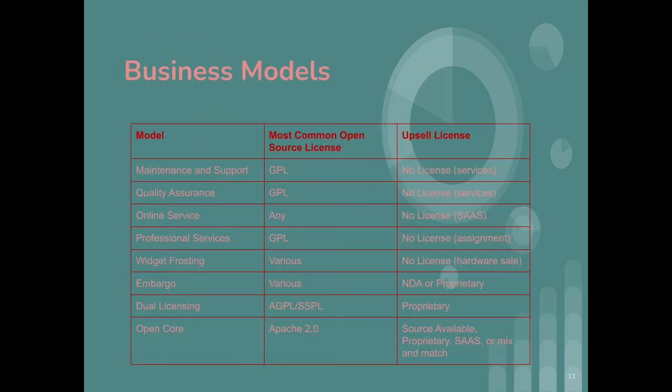Here's a summary of all these business models, and you'll see there are a couple more at the end, and I'm going to talk about those next because those are implemented a lot more closely to their licensing models. So for maintenance and support, you have the open source software, and the upsell is actual services. There's no additional license. For quality assurance, you have the open source software, and the upsell is services. There are no additional software licenses granted, similar to maintenance and support.